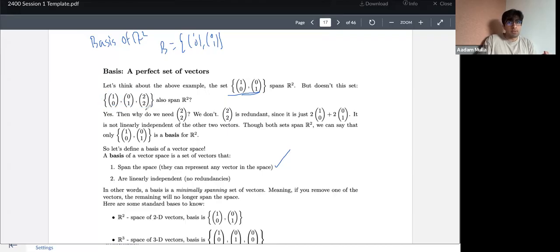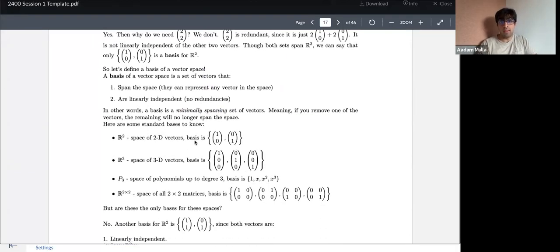To turn it into a basis, we have to get rid of the linearly dependent vector. So a basis of a vector space can span any vector in the space, so you can take combinations and make any vector in the space. It's also linearly independent, which means there's no redundancy. So you can also think about it as minimally spanning. It's the minimum set of vectors you need to span the vector space. There's no extras. Okay, here are some examples.